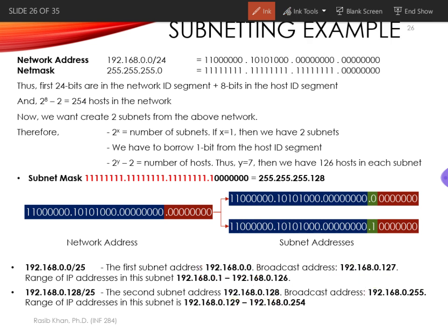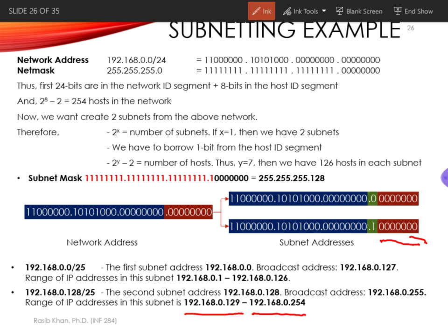And in this part, if we set this last bit to 1, that would give us our first IP address, 192.168.0.129, and if we set all of these to ones except for the last bit, that would give us the last IP address, which is 192.168.0.254.